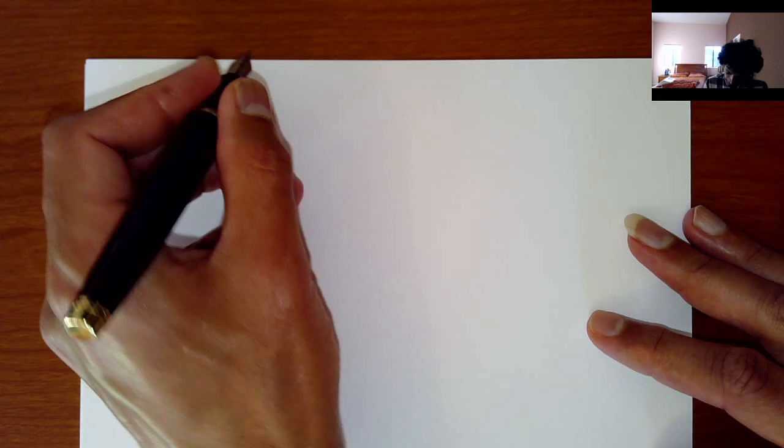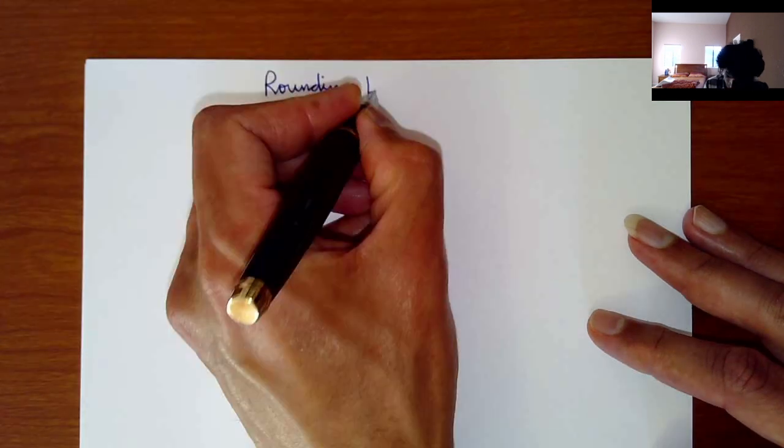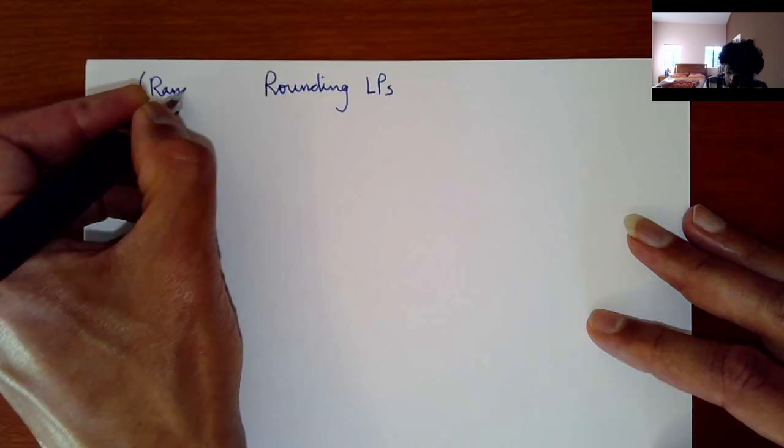So the topic for today is rounding LPs, and in parentheses I'll say randomized.